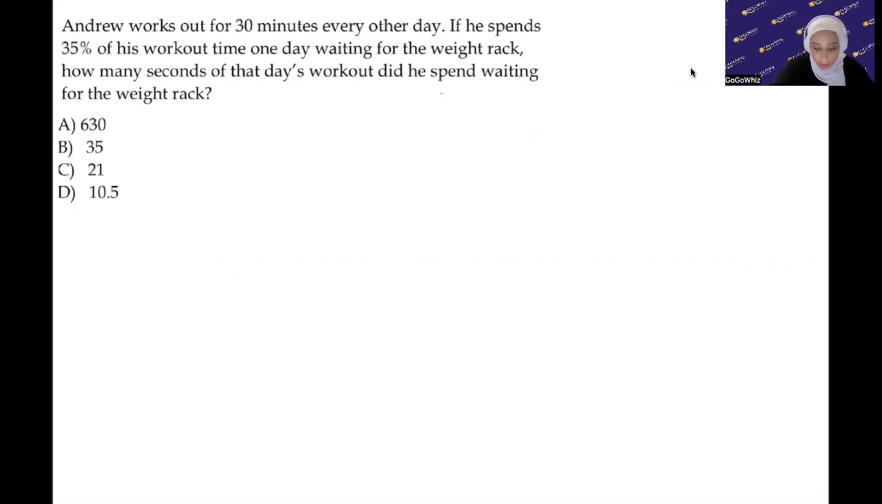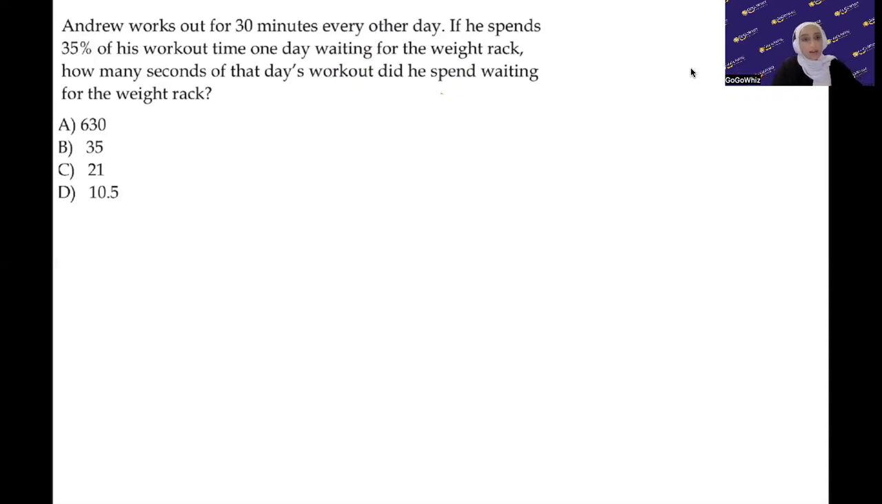It's saying Andrew works out for 30 minutes every day. So he goes to the gym for 30 minutes every day. If he spends 35% of his workout time one day waiting for the weight rack, so he's just waiting there for his turn for 35% of his time there. And remember, he stays there for just 30 minutes. It's not saying he is going to be doing the actual workout for 30 minutes. This question is saying he will be there for 30 minutes. So 35% of those 30 minutes, he's just waiting for the weight rack.